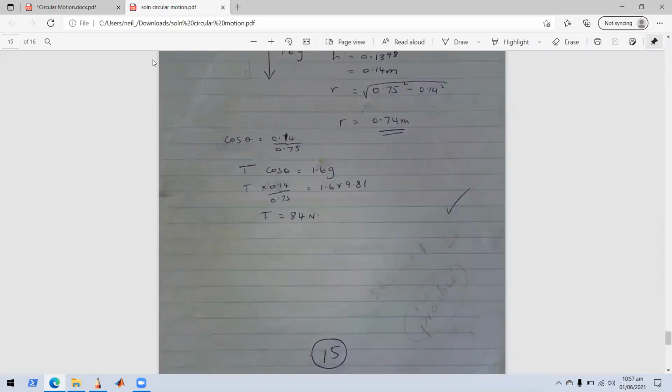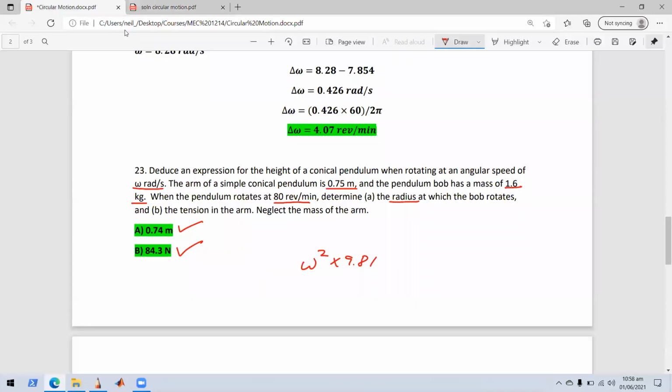Did you guys do this, or did you use the sine formula? No, I use the cos. Okay, and you got 84. The guy that got 83, is this what you did? Maybe you just had a slight rounding error. I did exactly what you have there, 0.74 divided by 0.75. Okay, good. Then that's correct.